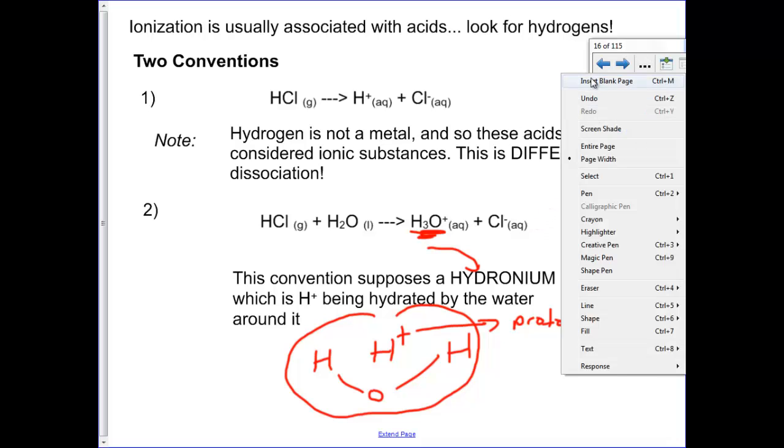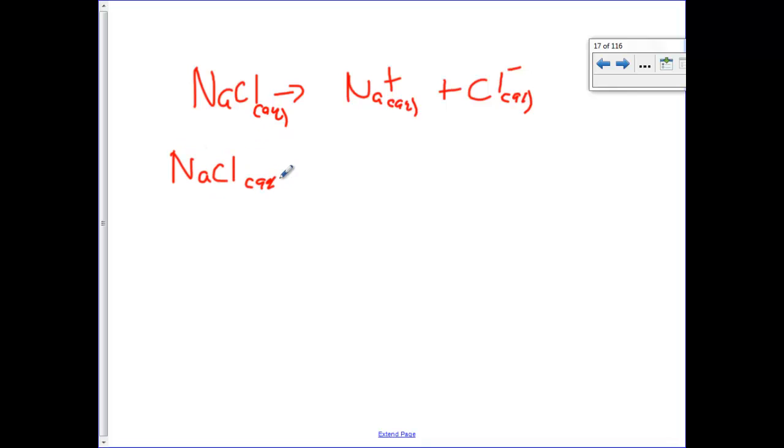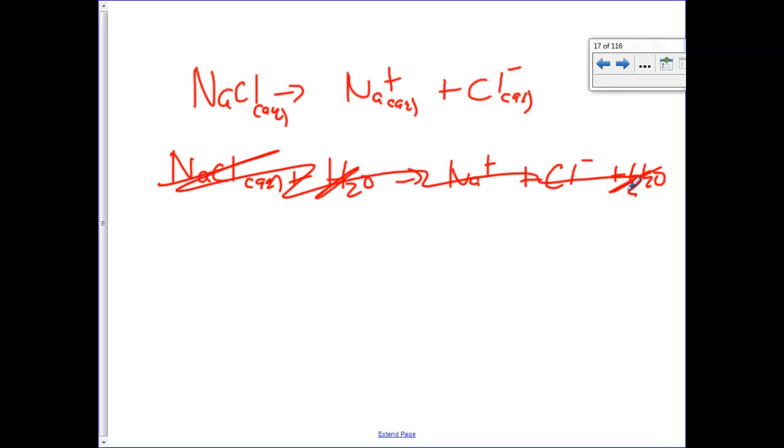I'll show you some other examples here. If I were to write NaCl breaking up into Na+ and Cl-, is this ionizing or dissociating? Dissociating, good. Because it's an ionic compound, so it already forms ions. It doesn't really make a lot of sense to write NaCl plus water makes Na+, Cl-, and water again. That's kind of silly because the water is on both sides. It's kind of pointless, so we don't usually write things that way.